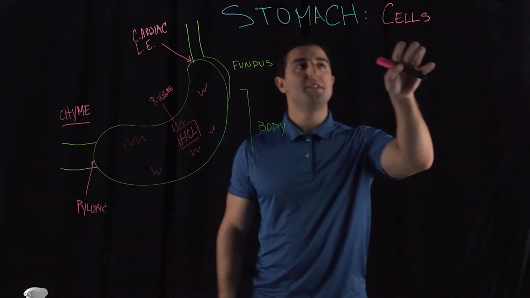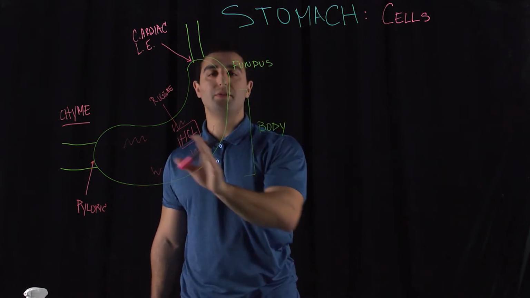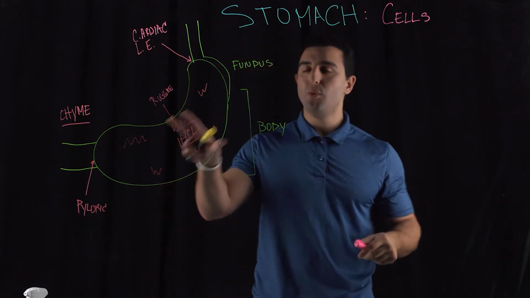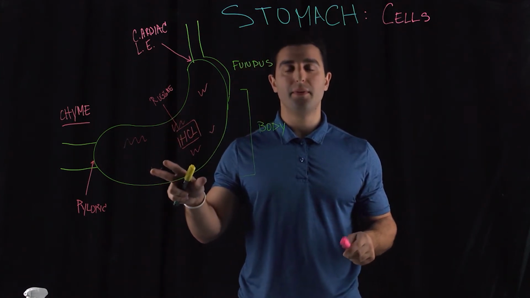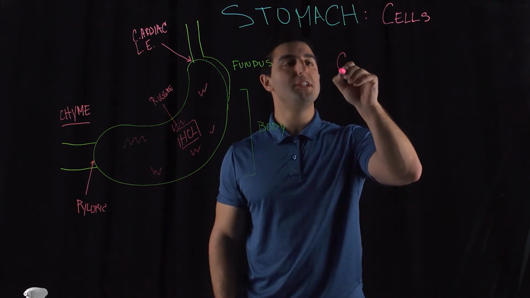So we just went over the stomach, right? How the function works, where all the material goes in, the actual basic anatomical structures. Now let's actually see what's inside the stomach. The first type of cells that I want you to worry about is called the G cells.